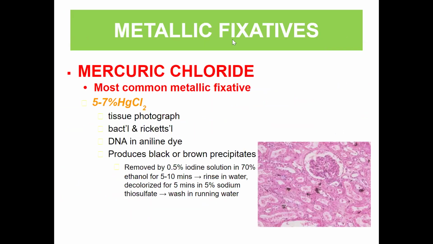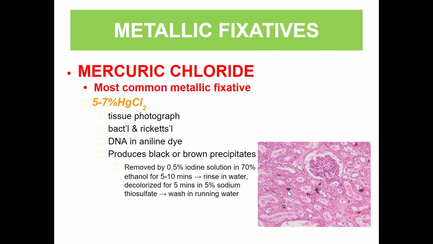So let's proceed with your metallic fixative. So mercuric chloride, this is the most common metallic fixative. So usually we use 5 to 7% of your mercuric chloride. This is used for tissue photography, for bacterial and rickettsial specimens, DNA in an aniline dye. However, this produces black or brown precipitate.